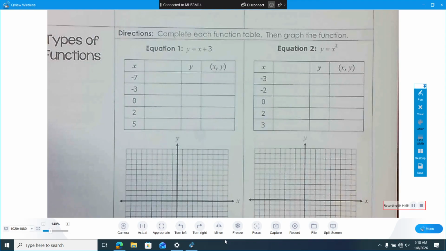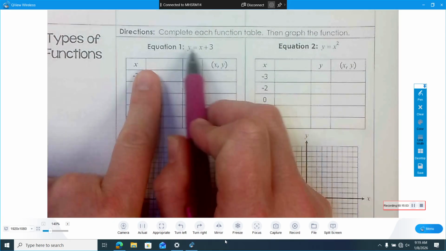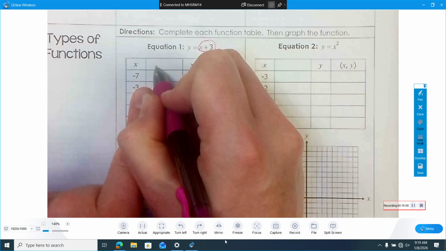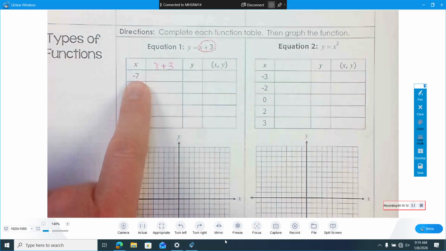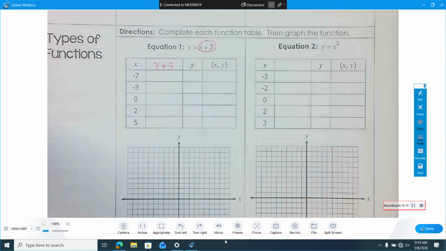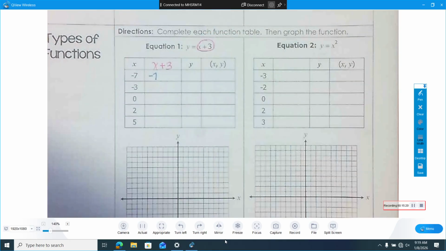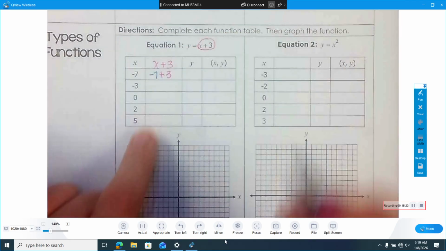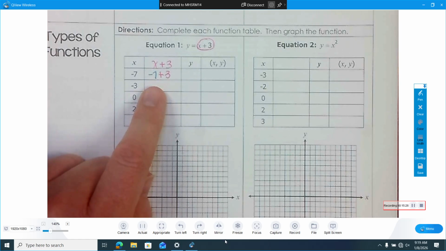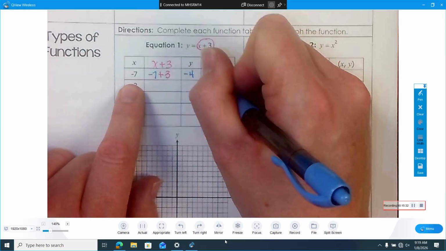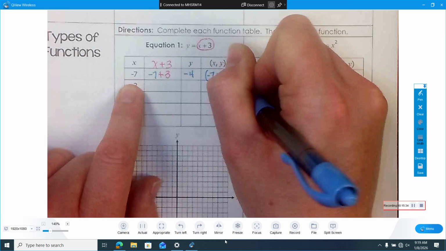Complete each function table and then graph the function. All right. Here we have our nice little equation. I know it's an equation because it's got an equal sign. And over here is our rule that we're going to use to figure out our x and corresponding y. So first, I'm plugging in -7, and then the +3. What is -7 plus 3? -4, beautiful. And so I get an ordered pair, -7, -4.